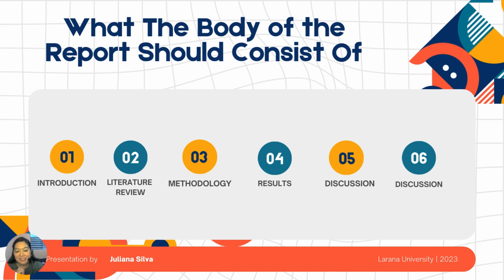So first you have to include the introduction. Second is the literature review. Third is the methodology. Fourth is the results. Fifth is the discussion, and sixth is the conclusion.